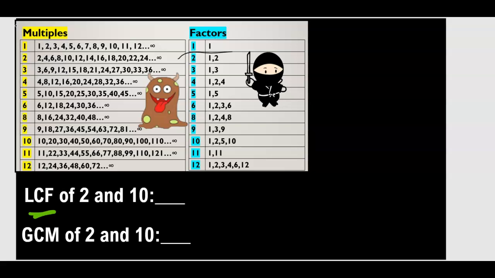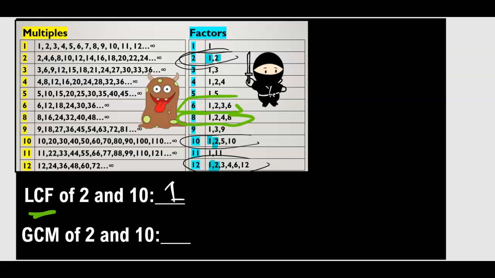Factor side, here's 2, here's 10. Which ones do they have in common again? Oh, they have a 1 in common and a 2 in common. What's the least common one? Well, that's a 1. What if I asked you the least common factors of 2 and 12? It's going to be a 1. What about the least common factors of, let's do green this time, 6 and 8?